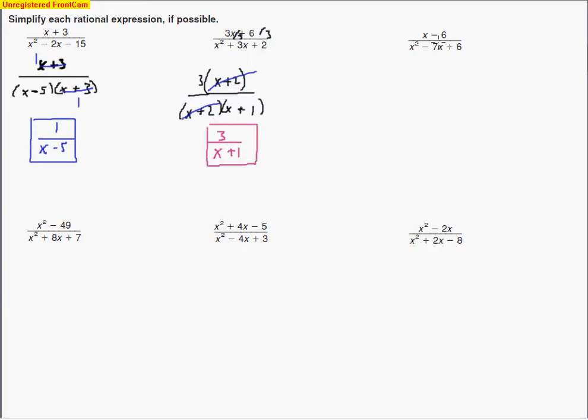Well, looking at this next one, on the top of the fraction, no common factors, so we just rewrite what we've got, x minus 6. But down below, it's a trinomial, so if it factors, we're going to have two binomials.